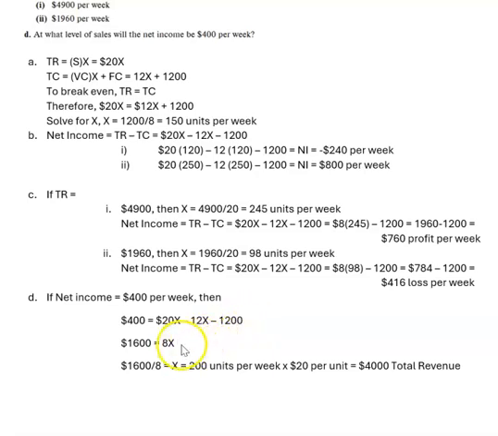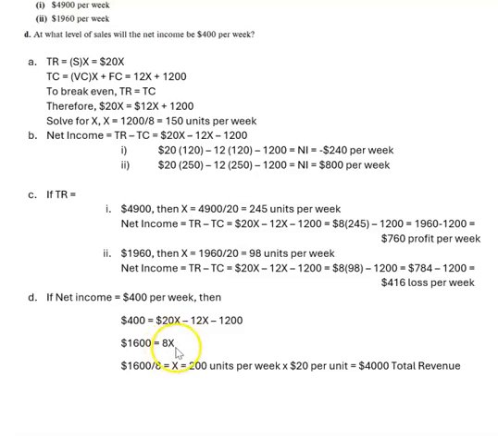Let's simplify the equation. We want to get rid of this negative 1200 on both sides, so we're going to add it to both sides. And we can combine our x's. So by moving the 1200 to the other side, that gives us 1600 equals, and then 20x minus 12x gives us 8x.